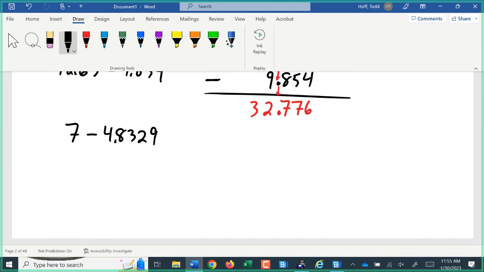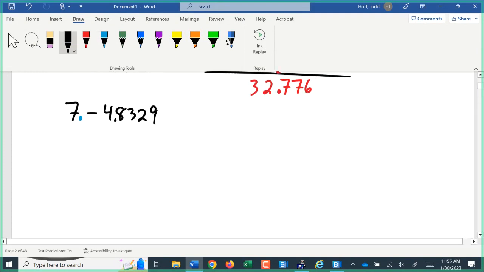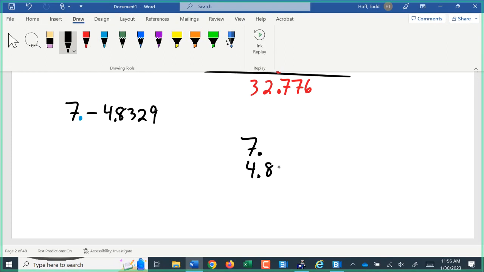So when I go to subtract something like that, first of all, I need to know where the decimal point is in the 7. Because there isn't one written. If there's no decimal point written, of course, it's always at the end of the number. So that's 7 point whatever. So when I set this up, 7, my decimal point there. And then I have to line up around that decimal point. 4.839.